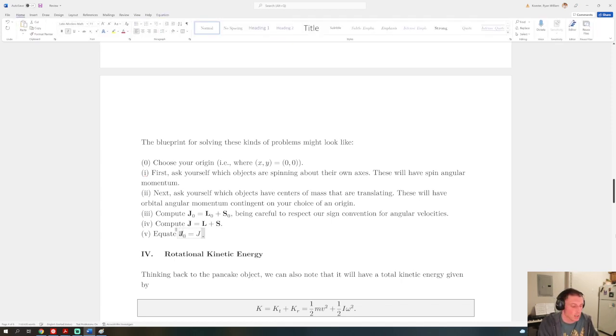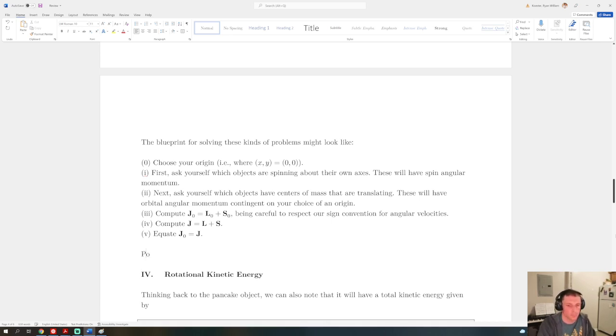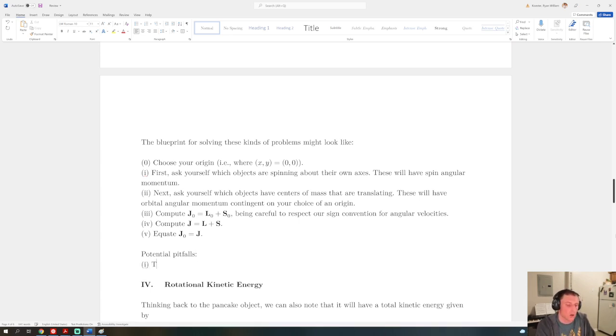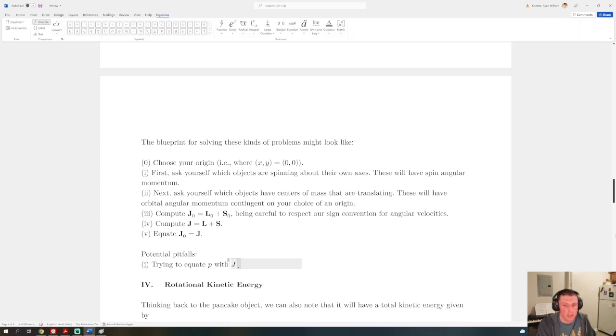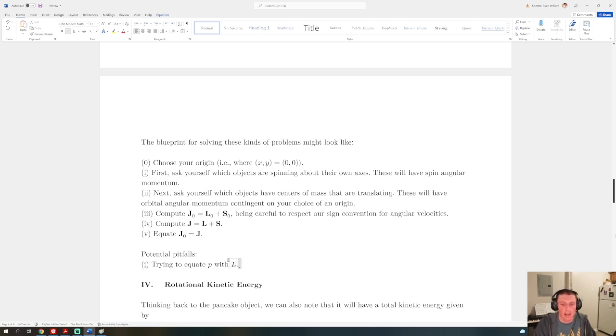Is there anything about this procedure that's unclear, or you need me to speak more on? But I think this is a good, like I said, blueprint for solving a problem where you feel like you should be using conservation of angular momentum. And so I'll just talk about a potential pitfall here. There's probably multiple potential pitfalls, but one would be trying to equate, let's say, P with J. Or more commonly, what people will do is equate L, because this is the one that looks very much like momentum.